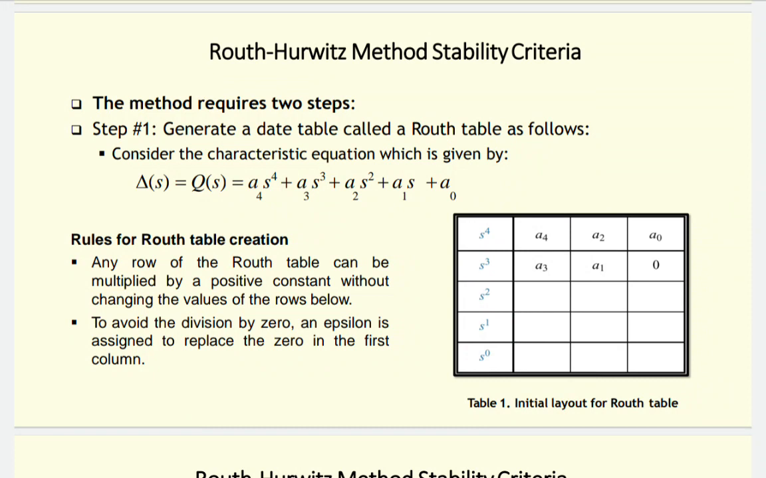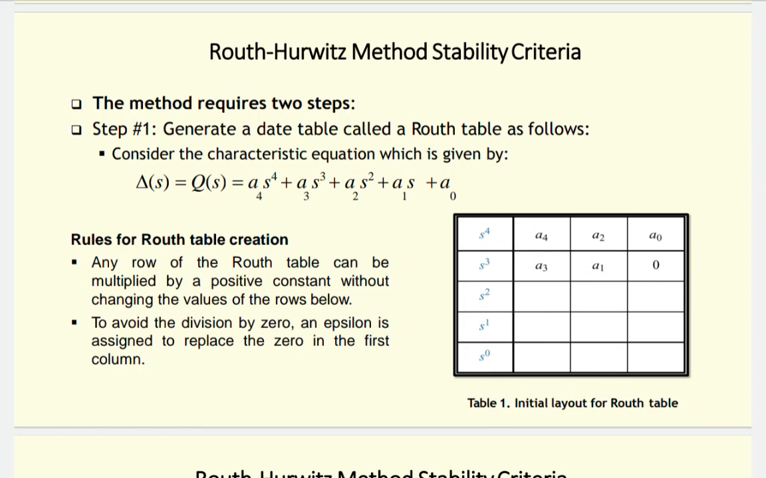where the characteristic equation to be considered, that is delta of s is equal to q of s is equal to, for example, a4 s to the power 4 plus a3 s cube plus a2 s square plus a1 s plus a0 s to the power 0. This is the respective example. Now our first job, if we are looking at the right side diagram, there we are starting from the higher order or higher power of s in the descending order.